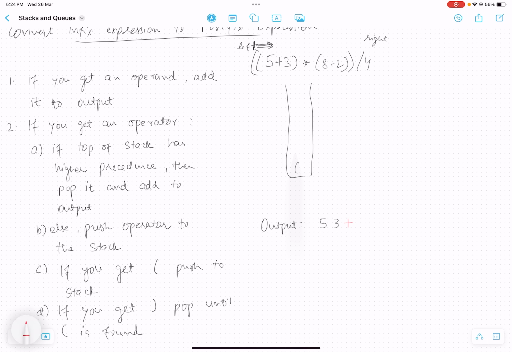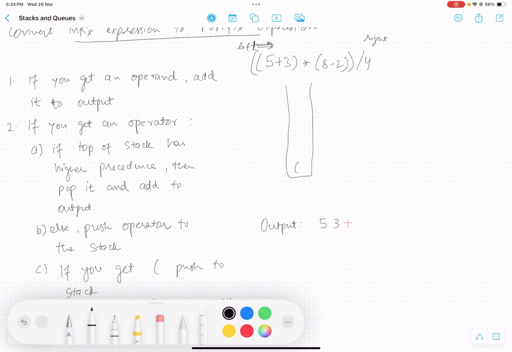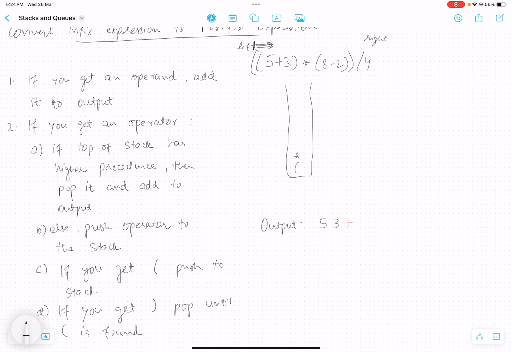Next we get a multiply. So what we will do is we will push that into the stack. Again opening parenthesis. Then 8. So what we will do is we will get it to the output. Now minus. We will push into the stack. Next is 2. Make it to the output.